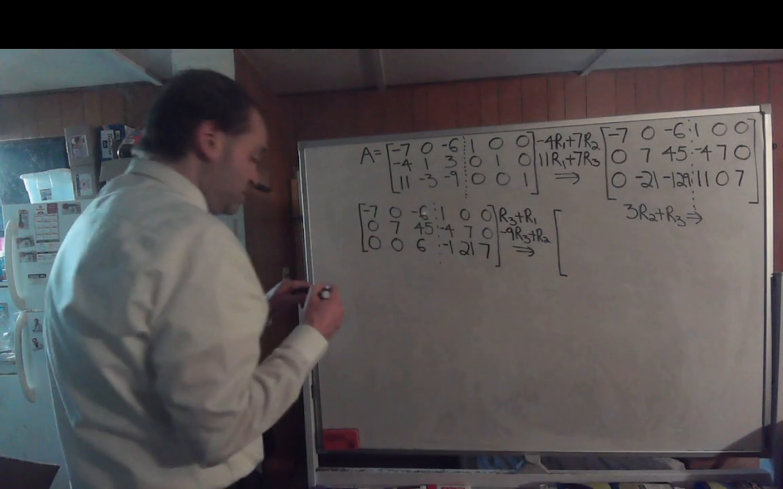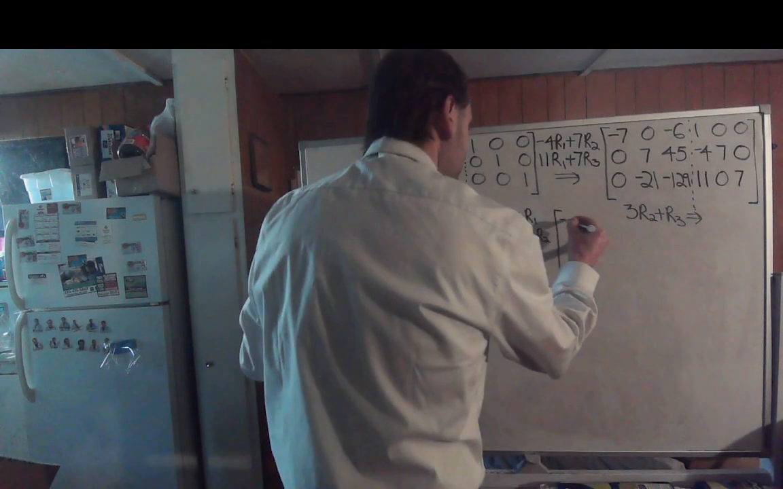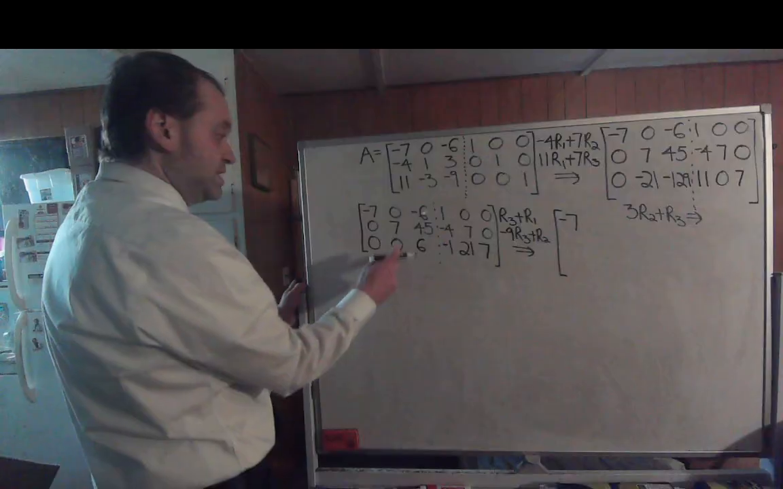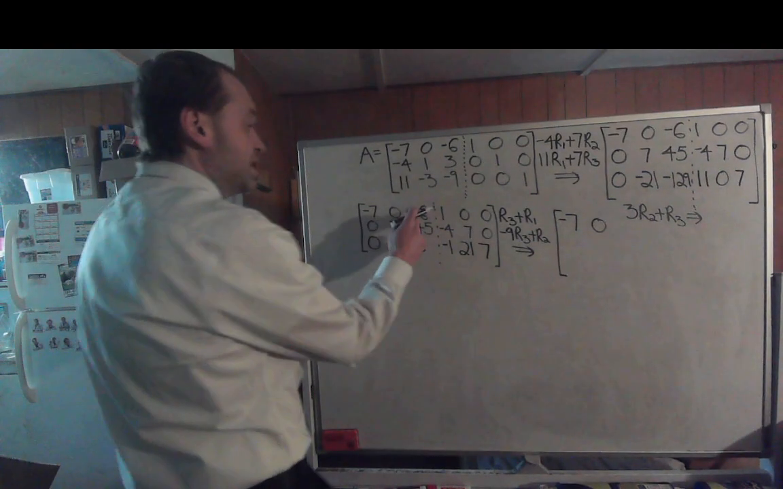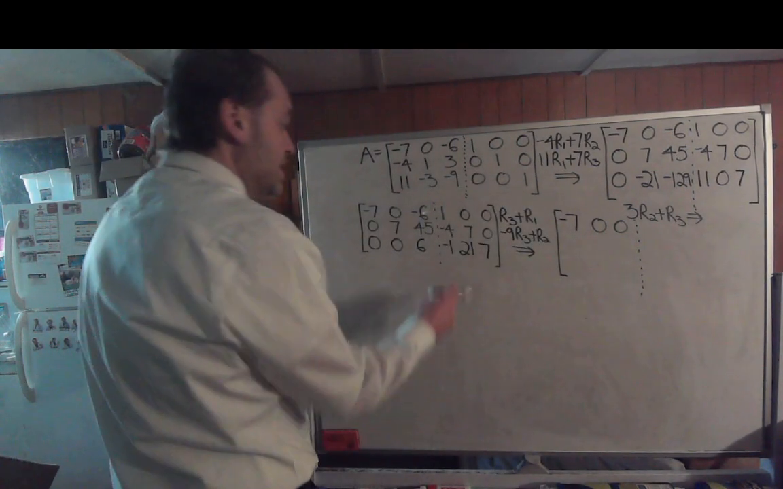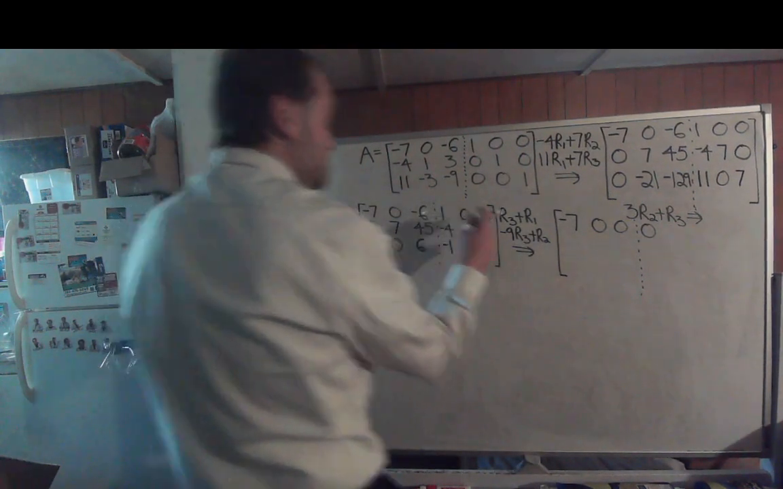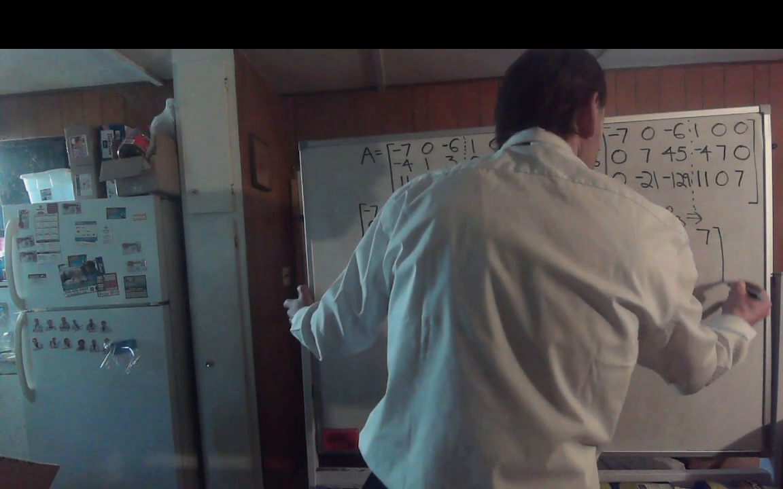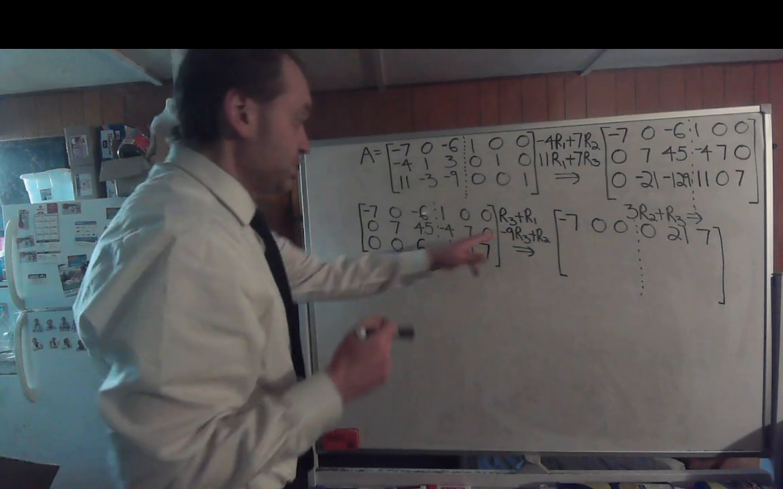Alright, so row 3 plus row 1, 0 plus negative 7, still negative 7. That hasn't changed. 0 plus 0, still 0. Now, 6 minus 6 is 0. That just changed. Alright, negative 1 plus 1 is 0. 21 plus 0 is 21. 7 plus 0 is 7. Alright. Now let's deal with rows 3 and 2.